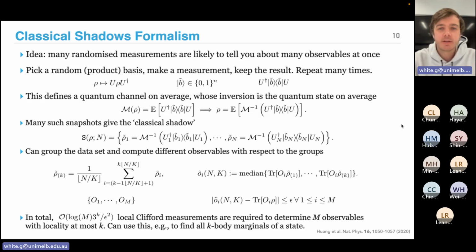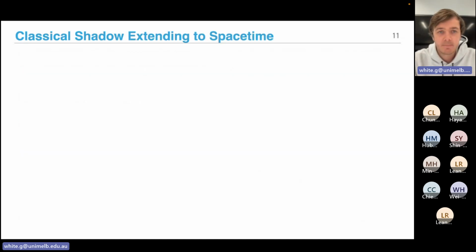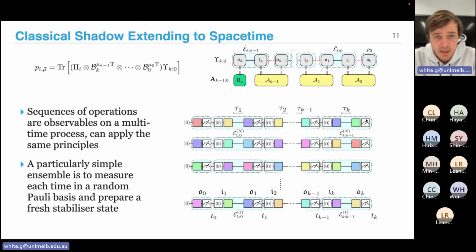Cool, no worries. I should emphasize that each of these measurements and each of these preparations corresponds to a measurement on the Choi state of the process tensor. So this is a quantum many-body state, and we can imagine that different operations at different times allow you to learn something about the state. So what that means is, in the context of classical shadows, we should be able to apply the exact same principles to determine low weight observables of a process, both in space and time.